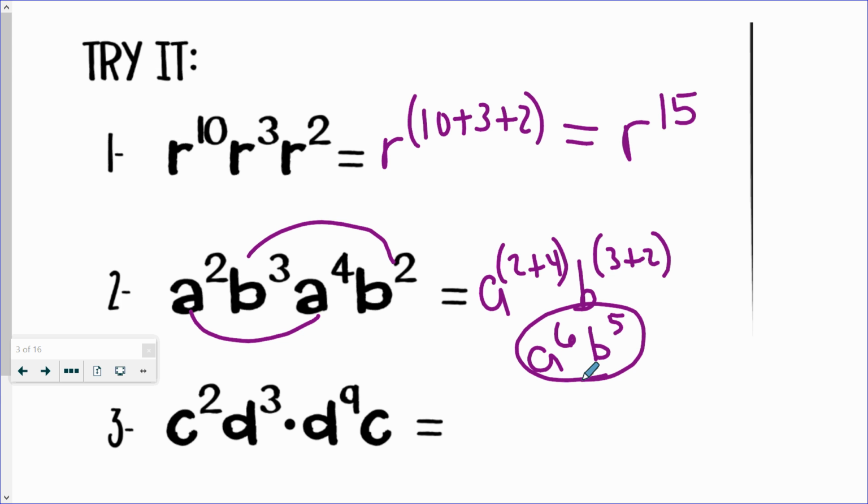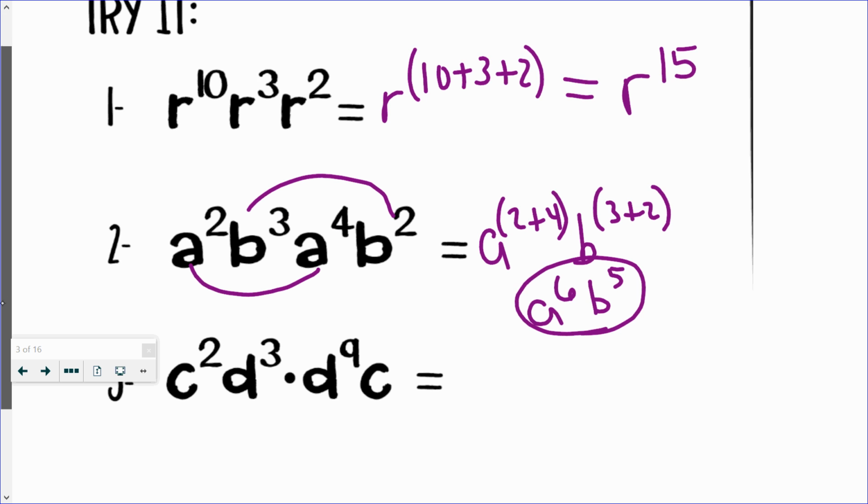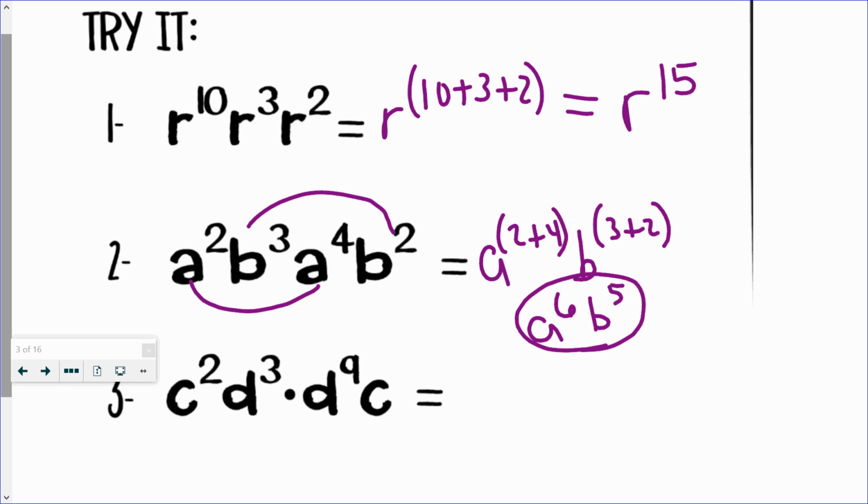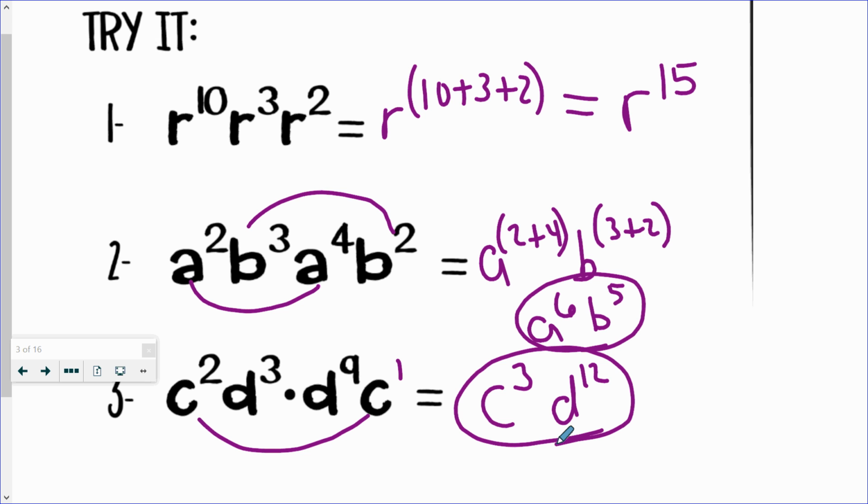For 3, it's c to the 2nd, d to the 3rd, d to the 9th, and just a c, which is just like a c to the 1st. So 2 plus 1 is 3. So I get c to the 3rd power. 3 plus 9 is 12. So I get d to the 12th power. And that's my answer.